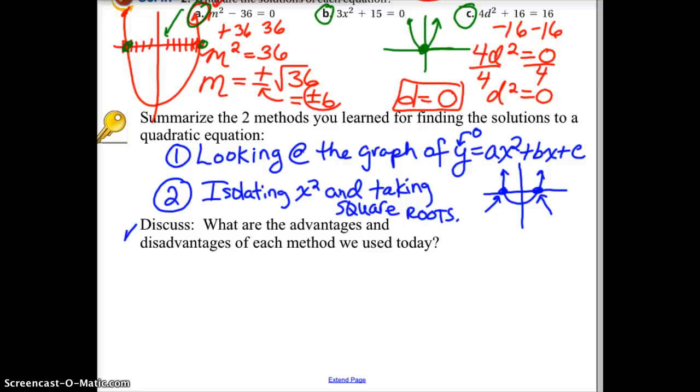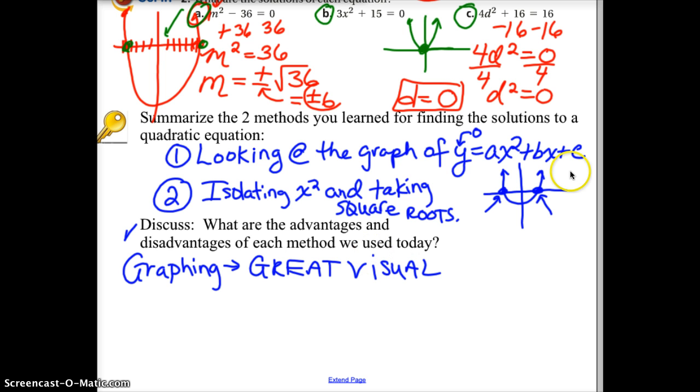The graphing, its biggest advantage is it gives you a great visual for what you're doing. You wouldn't forget to put 2 answers if there's 2 because you would see it hitting twice. And you can actually see where those solutions are. So it gives you a really great visual.